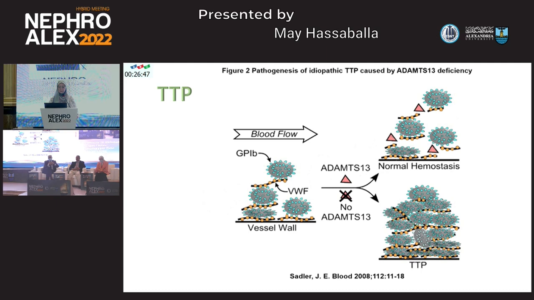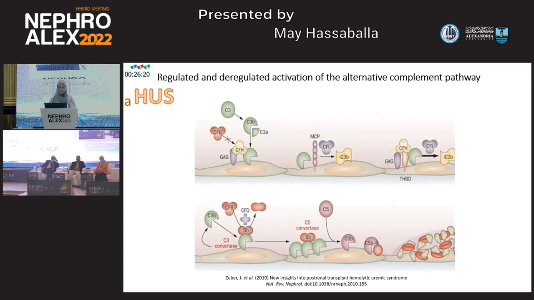In the TTP, the main reason is the deficiency or decreased activity of the ADAMTS13 protease enzyme, which functions to cleave the von Willebrand factor in normal conditions, whereas when it's absent, there's going to be accumulation of ultra-large von Willebrand factor that will attach more platelets and form platelet thrombi. And this can occur due to genetic mutations or more commonly, it occurs due to the presence of autoantibodies.